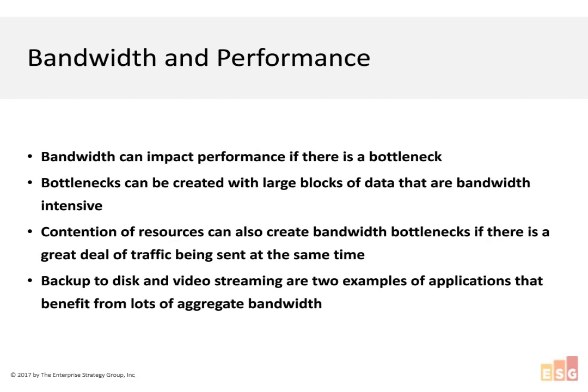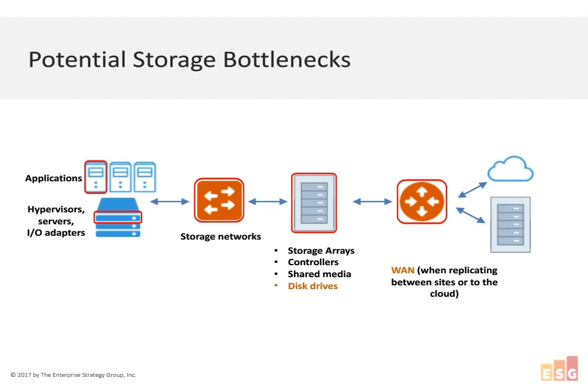So bandwidth is very important to performance, right? Because it can impact application performance if there's a bottleneck anywhere in the system. And bottlenecks can be created with either bandwidth intensive chunks of data, contention of resources, and various other causes. Applications like backup to disk and video streaming are two examples that can benefit from lots of aggregate bandwidth, but also can cause bottlenecks if they're stepping on other applications. So where do bottlenecks occur? Potentially anywhere in the stack, anywhere along the data path, right?